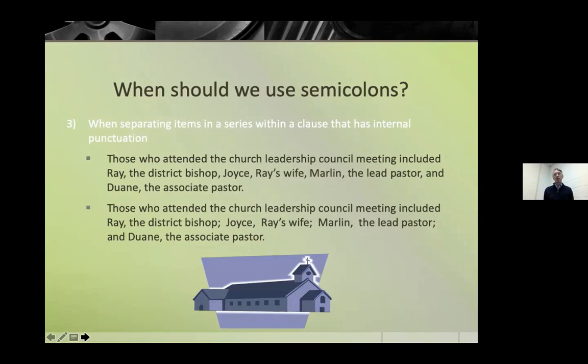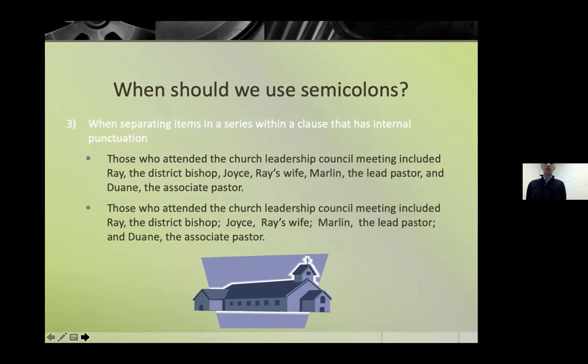Well, you look at that list and you might say, how many people were actually at that meeting? I wouldn't be surprised if somebody said, well, there are 8 people there. Because you have Ray, you have the district bishop, you have Joyce, you have Ray's wife, you have Marlon, you have the lead pastor. Okay, but if you look at it more carefully, you realize that's not what's going on. In fact, Ray is the district bishop, Joyce is Ray's wife, and so on. But because we're using commas like we would with individual items on a list, it gets confusing.